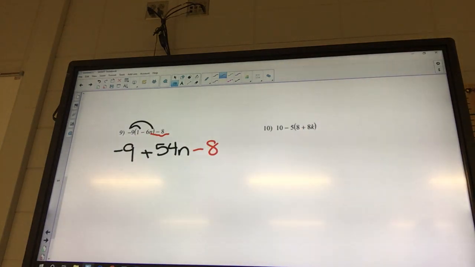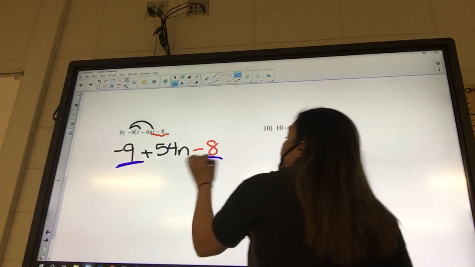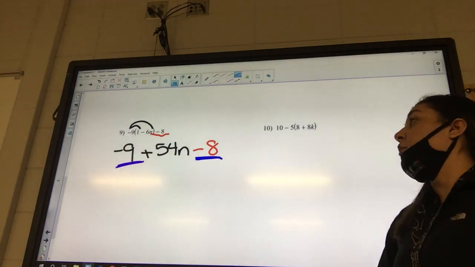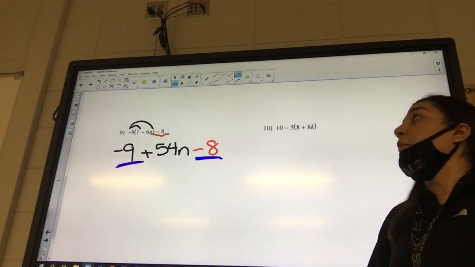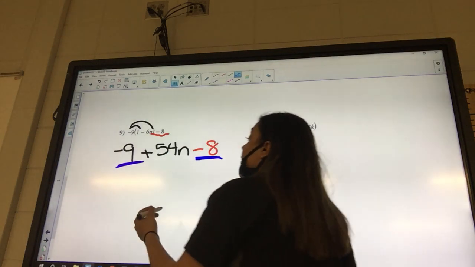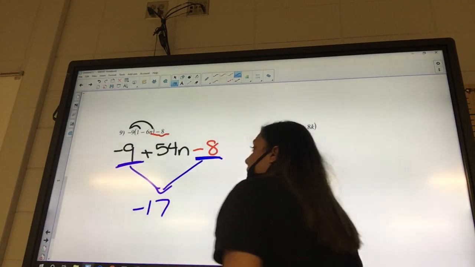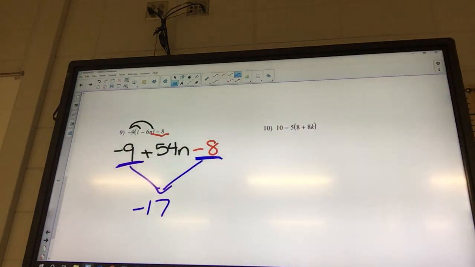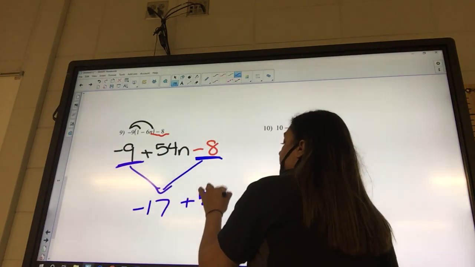So what can we combine? The negative 9 and the negative 8. Yeah, so we can put this guy together with this guy. They both have a last name of nothing. So negative 9. On your calculator, we type in negative 9 minus 8, and you should get, for these two, a negative 17. And then who else do we have up there? The 54. So you're just going to say plus 54n.